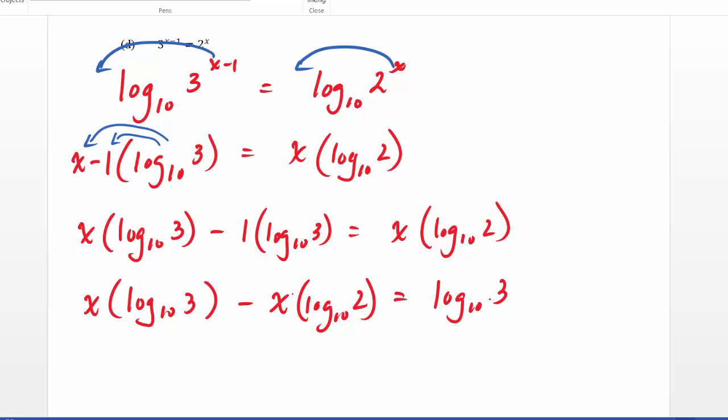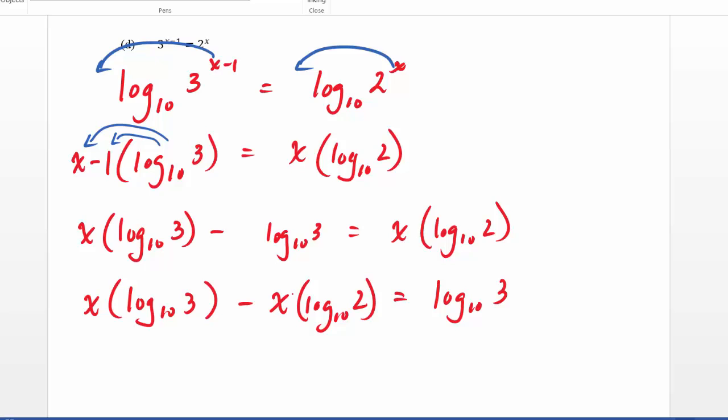What I did in this step is I took my log base 10 of 3 and added that to both sides. So basically -1 times that log just gives me negative log base 10 of 3. So I added that to both sides and ended up on the right side. Simultaneously, I subtracted the x times log base 10 of 2 to the other side.